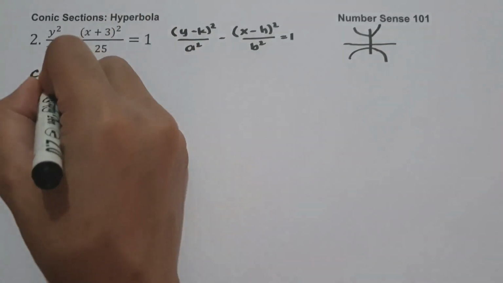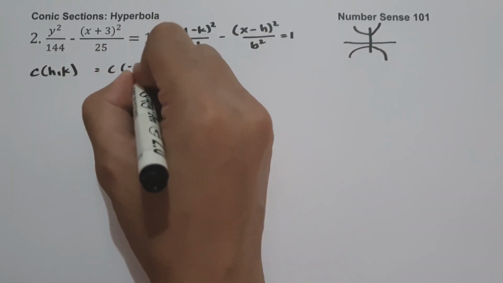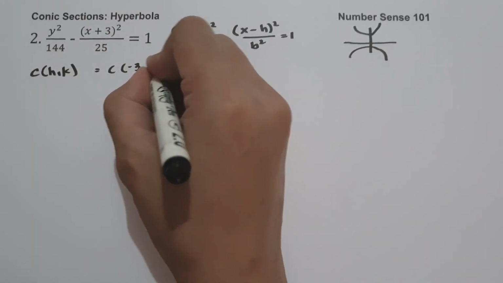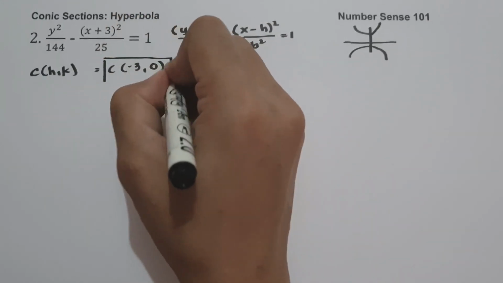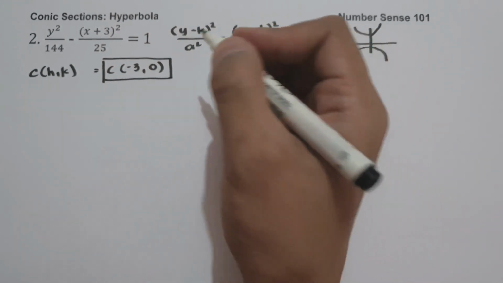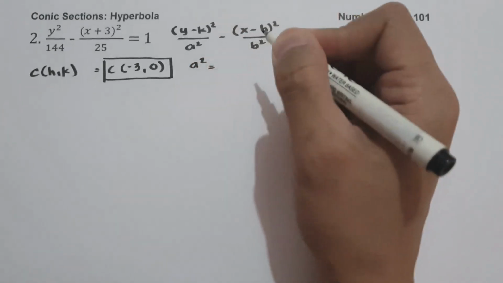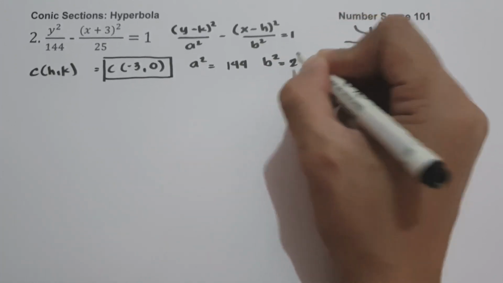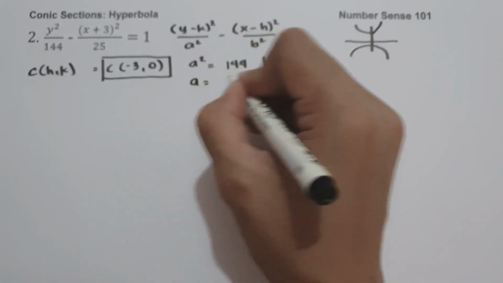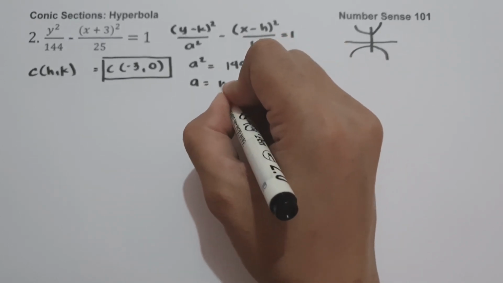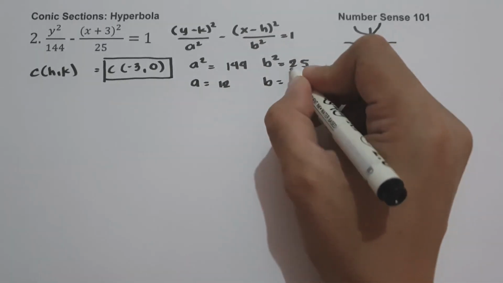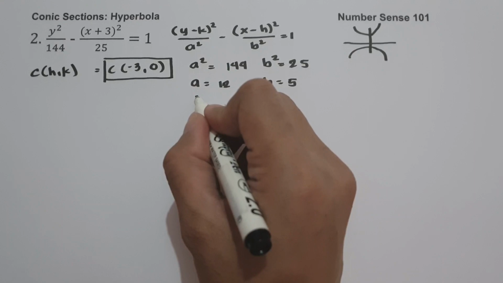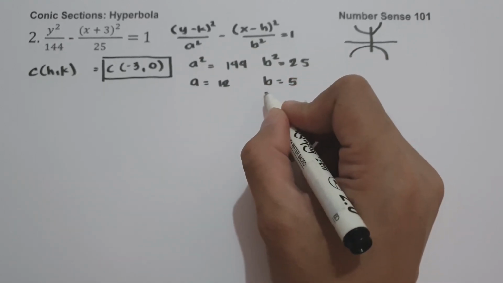So let us have the value of h, that is negative 3, that is the opposite sign of positive 3. And since we don't have k, we are going to have 0. So this will be the center of our hyperbola. So let us have the value of a squared, that is 144, b squared, that is 25. To find the value of a, let us have the square root of 144, and that is 12. To find the value of b, we have the square root of 25, and that is 5. A, that is the length of semi-transverse, and b, that is the length of semi-conjugate.